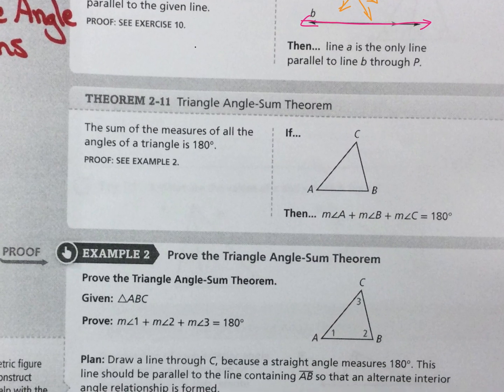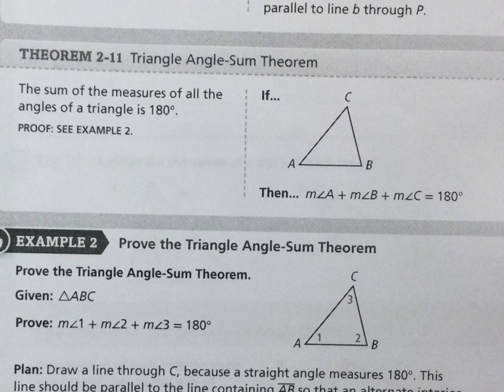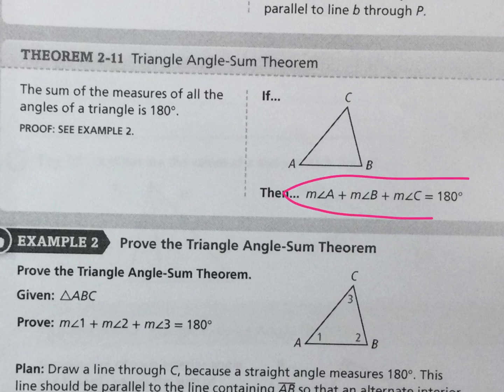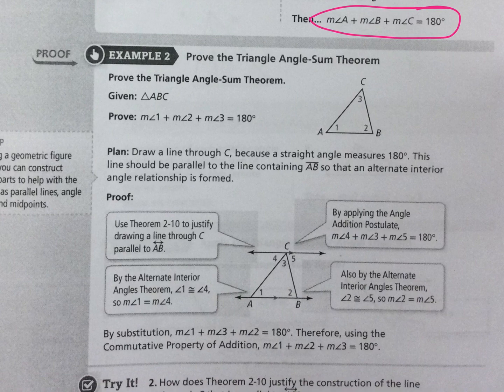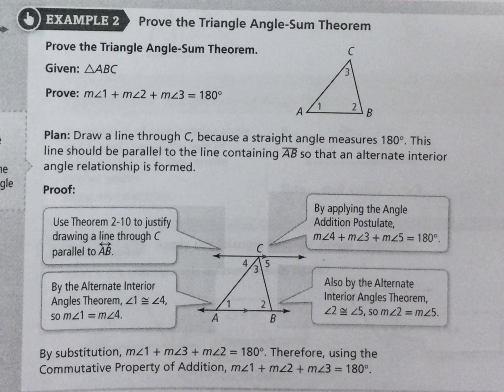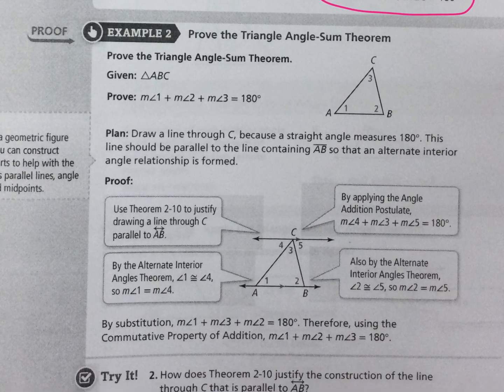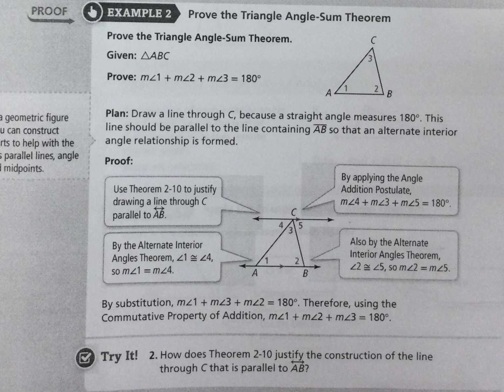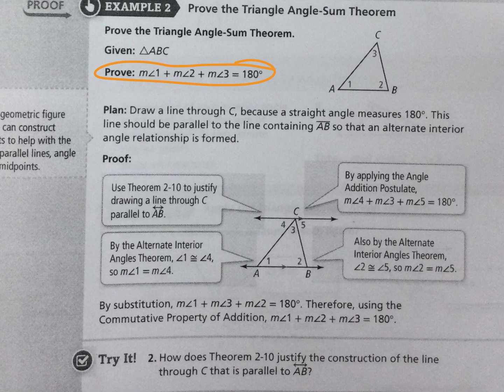Angle sum theorem: all the angles in a triangle equal 180 degrees. So I want us to look at this proof. The first thing it says, because we're going to prove that all the angles in a triangle add up to be 180 degrees, I want you to see how they do this. So draw a line through C, and they did that like this.